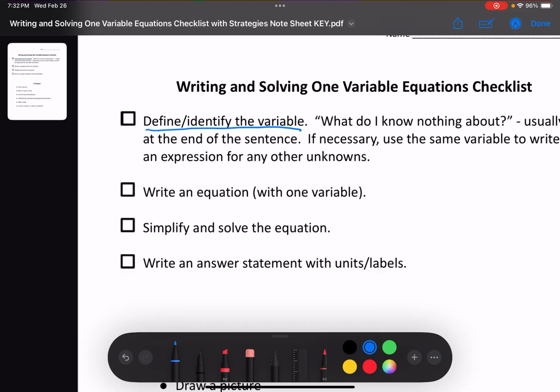to be your variable. You're going to use that variable to write an equation using some other context things within the problem. Then we're going to simplify and solve the equation and get a solution that might look something like x equals some number, and then interpret what that means depending on how you identified the variable so that you can write an answer statement with units or labels.